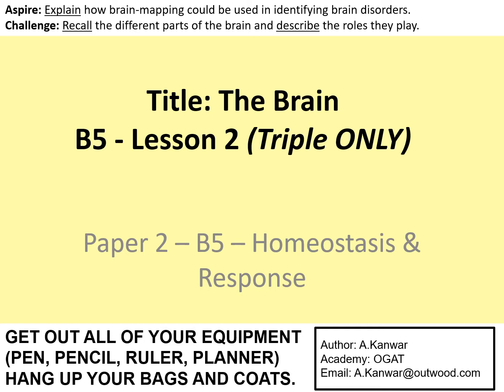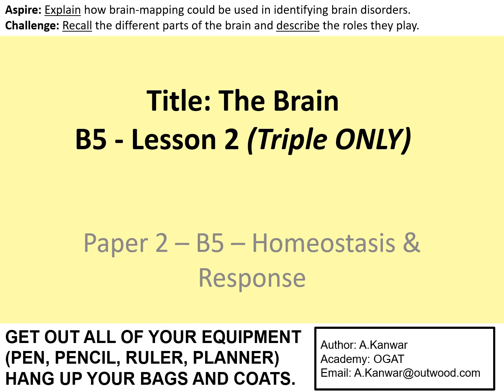So the first lesson was on the central nervous system, which was for all students, combined or triple, foundation tier or higher tier. This lesson is the brain. It is only for triple students. So combined students don't need to be on this video. You need to skip to lesson 4, okay, because lesson 3 is the eye.